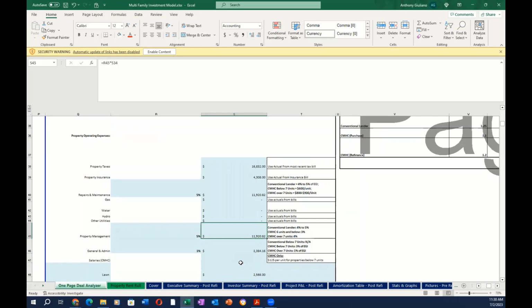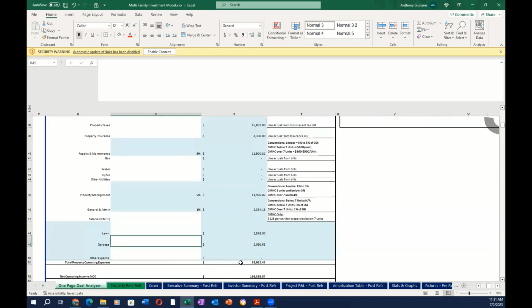Property management, that's probably going to stay stable at about 5%, again, depending on your market. I know conventional lenders will generally use 4 to 5% property management. CMHC will use 3% for units below 6 units and below, 4% for 7 units and above. General admin, again, this is not really something that conventional lenders will use, but CMHC will use this. So they'll use a 3% rate for 7 units and above, or 1% for 7 units for below 7 units. Or sorry, 1% for over 7 units and 3% for below 7 units.